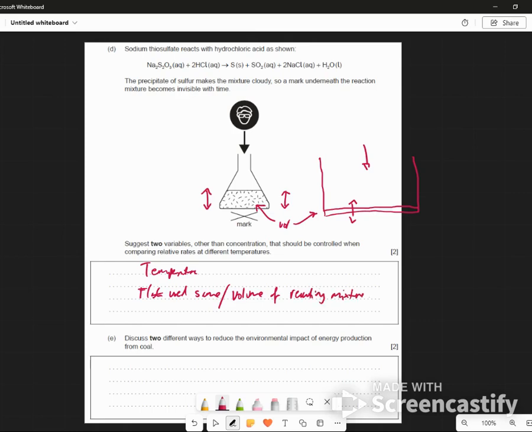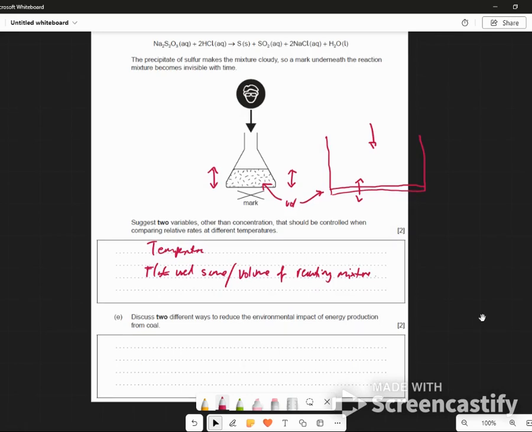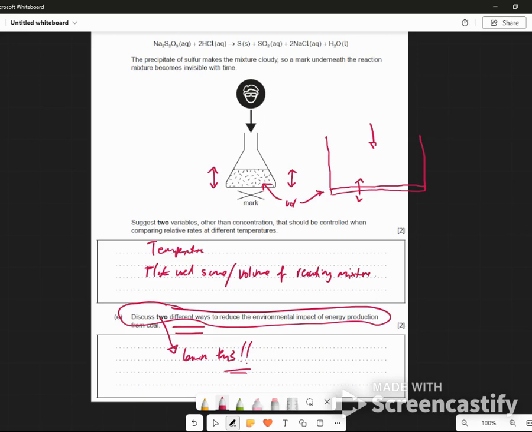All right. Discuss two different ways to reduce the environmental impact of energy production from coal. I'm not going to do that. You can look that up. These environmental topics, this is on you. But guys, as you can see, they're on the exam. So learn this. Okay. All right. Discuss two different ways. So put this in your toolbox.